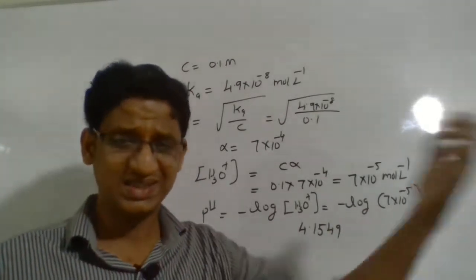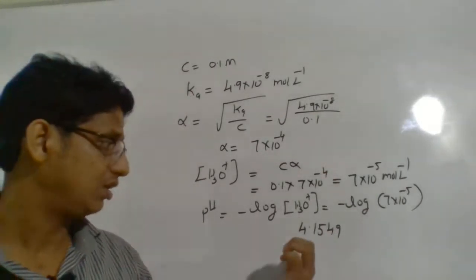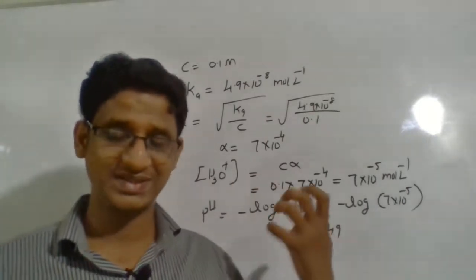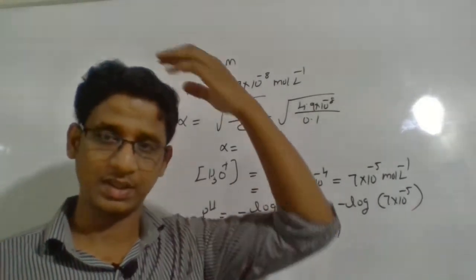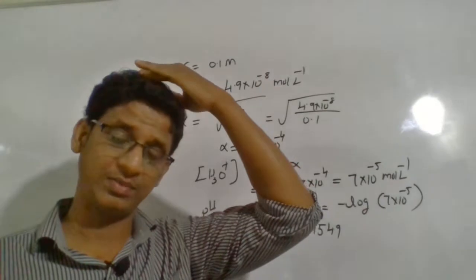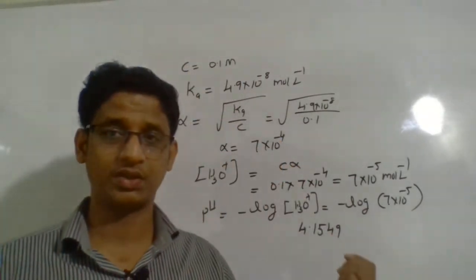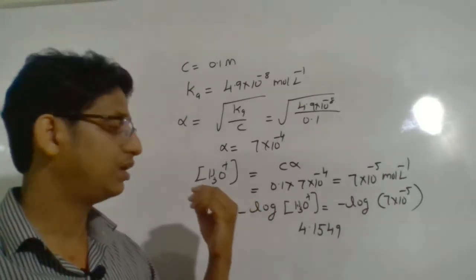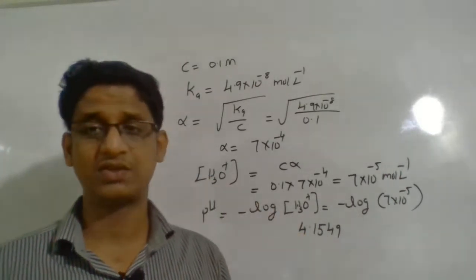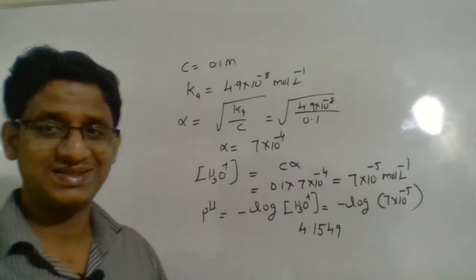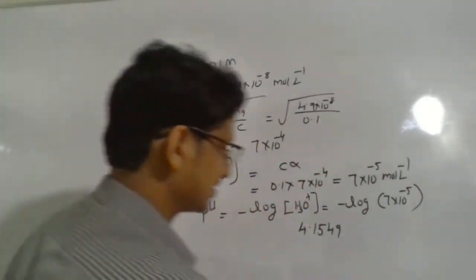Look at the pH value, definitely in the acidic region, less than 7, but a higher value. A higher value suggests it's a weak acid. For a strong acid, the pH value will be very much less, like less than 1. Even 0.1, 0.2 is still strongly acidic. So that is the point you can remember related to how to find the pH of weak acids and weak bases. So we discussed the problem.